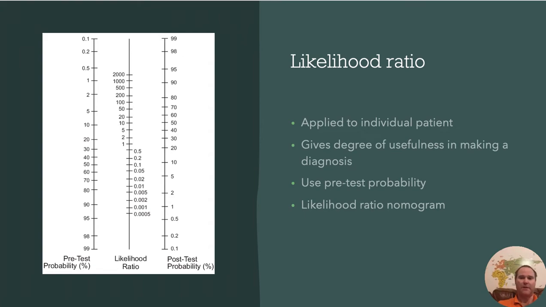The next concept I'd like to talk about is the likelihood ratio, of which there's a positive and a negative likelihood ratio. The important things to appreciate are that it's the probability of a given test being seen in an individual with the disease relative to it being seen in an unaffected individual. And crucially, it can be applied to individual patients. It gives us a degree of the usefulness of the test in helping us to make a diagnosis. And in order to be most effective, you need to use pretest probability. And then with the use of a nomogram, you can come up with a post-test probability after you've applied the test.